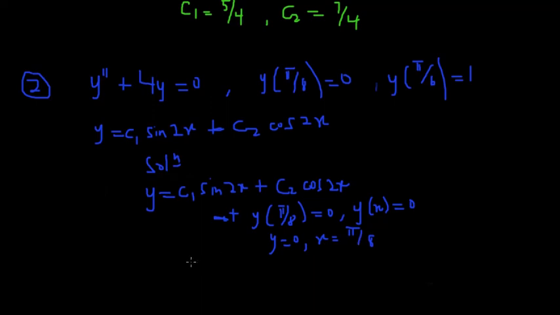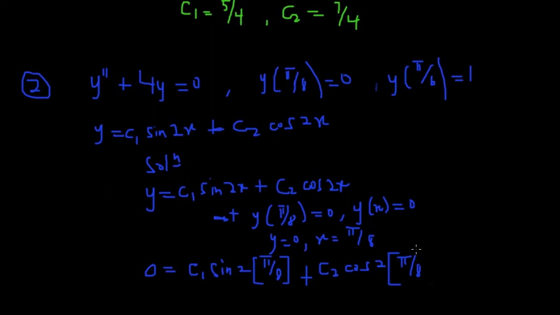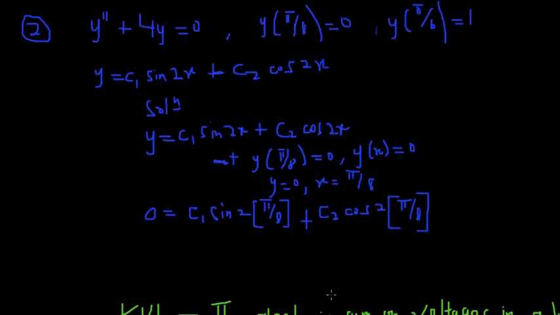So now let's see how we find our values. We have y to be 0. That's from here. From this expression we have 0 equals C1 sine of 2 times pi on 8. We are doing the substitution, plus C2 cos of 2, and then we have our x value to be pi on 8.